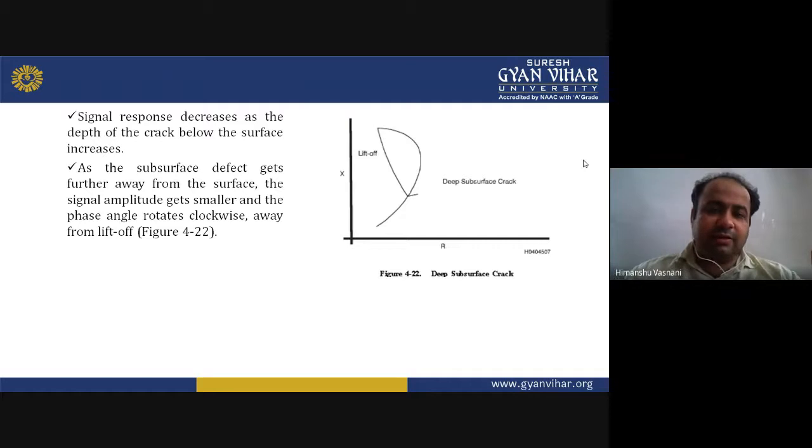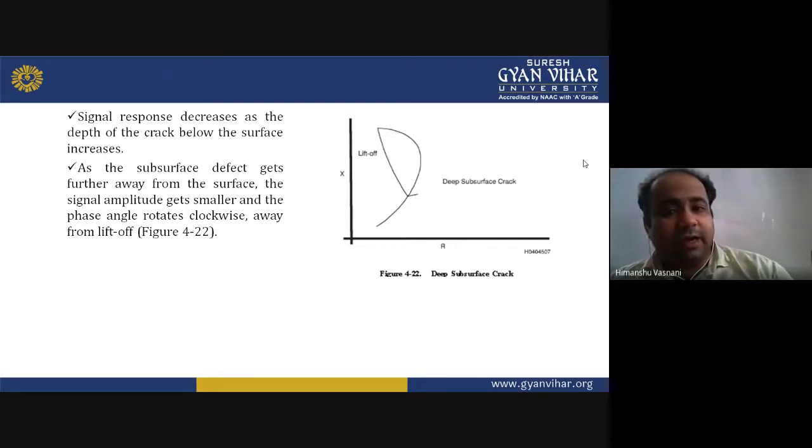You can see in the diagram also on the right hand side, it is clearly shown. You can see the liftoff and how it is shown and where the deep surface crack is going. You see that as the subsurface defect gets farther away from the surface, the signal amplitude gets smaller. See, it is getting smaller. The liftoff graph is getting smaller and the phase angle rotates clockwise away from the liftoff.